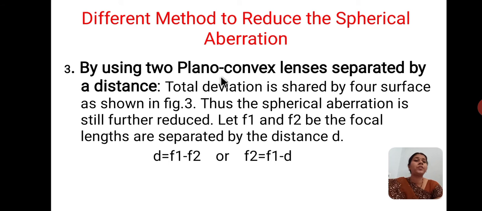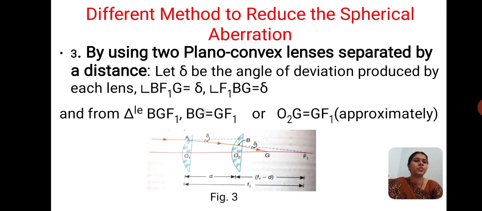Using two plano-convex lenses. Now, instead of making use of one plano-convex lens, as in the previous case where we learnt that depending upon how you place the plano-convex lens, the spherical aberration is reduced, make use of two plano-convex lenses separated by a certain distance, as shown in this figure. I will show here now. The two plano-convex lenses are there, both separated by this distance, that is a small d.